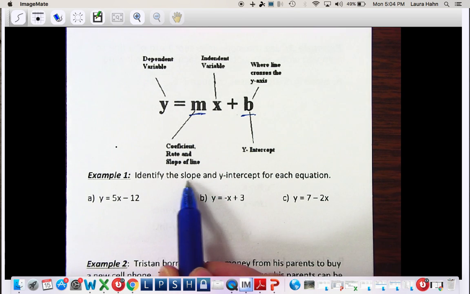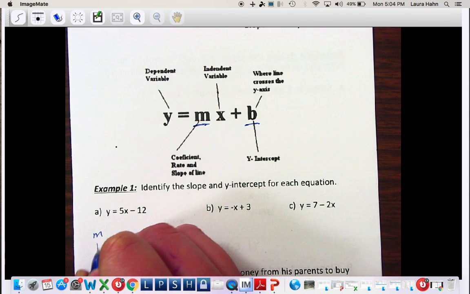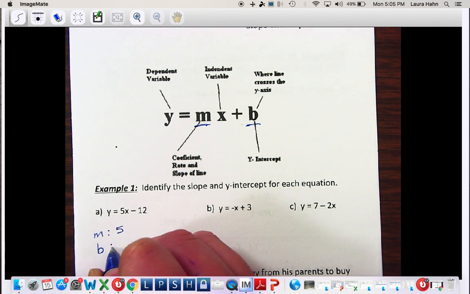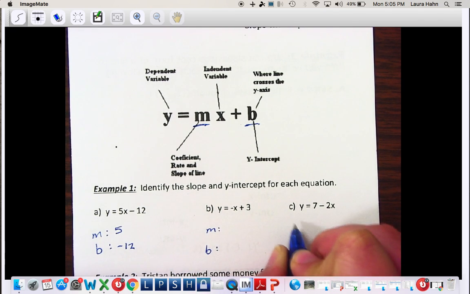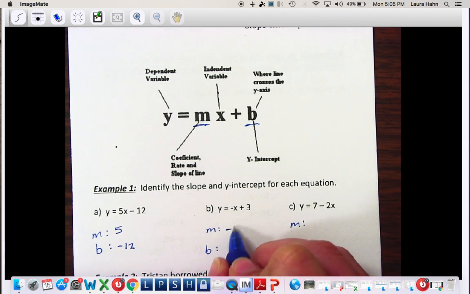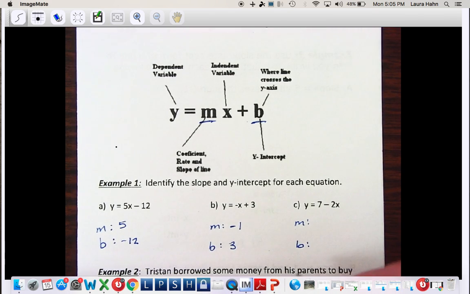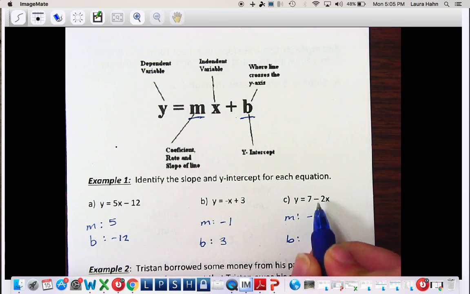Okay, so we're going to identify the slope and the y-intercept of each of the following. So my slope and my y-intercept. Slope comes in front of x, so that's 5. Y-intercept is the number by itself, which is negative 12. Slope, the number that comes in front of your x. Well, in front of my x is a negative, so that's the same as negative 1. So my slope is negative 1, the number by itself, the y-intercept, is 3. Slope, the number in front of x, is a negative 2. My y-intercept is the number by itself, which is that 7.